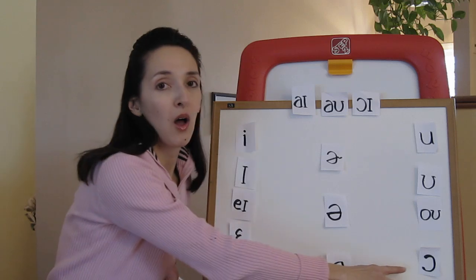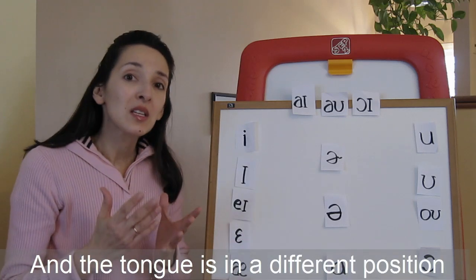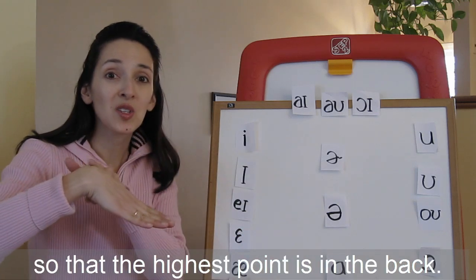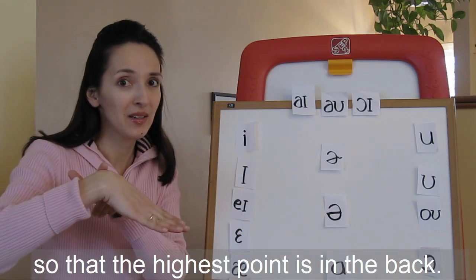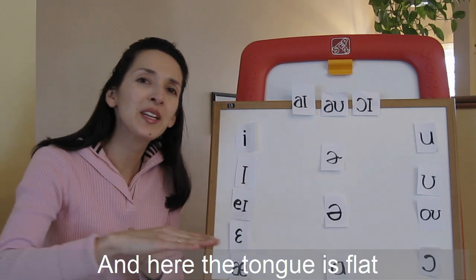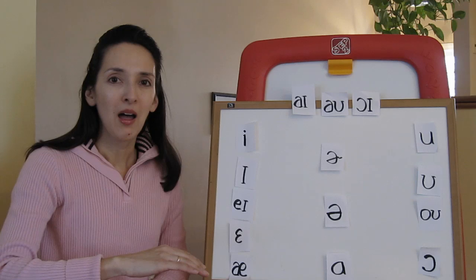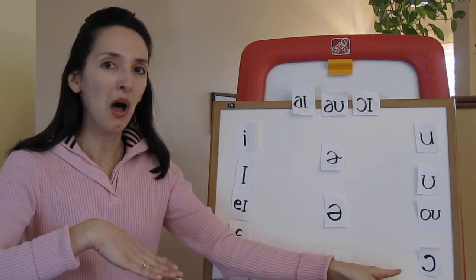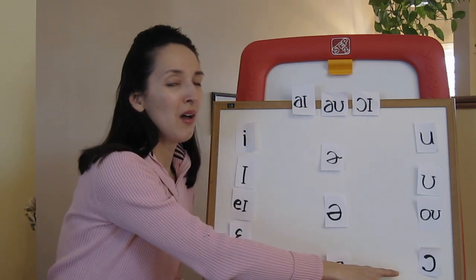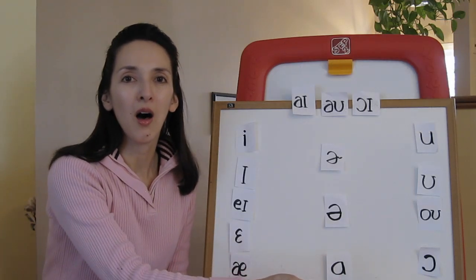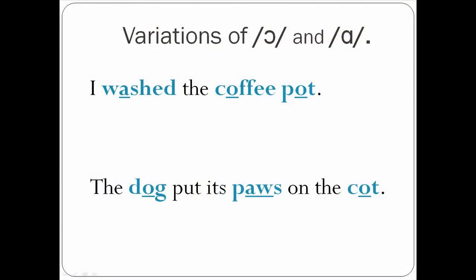Aw. And the tongue is in a different position. Here, the tongue is pulled back so that the highest point is in the back. And here, the tongue is flat and a bit forward. So this is aw, and this is ah. Let me try to demonstrate the variations of aw and ah.